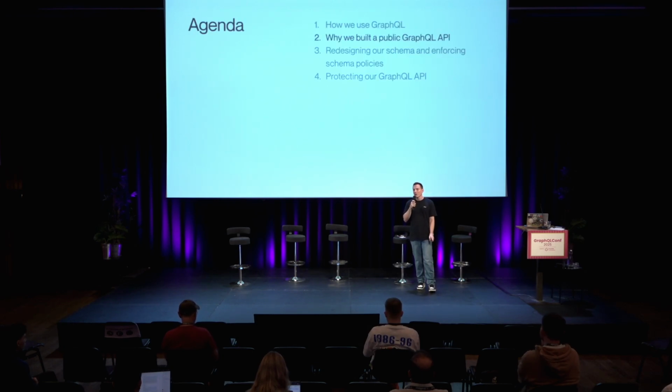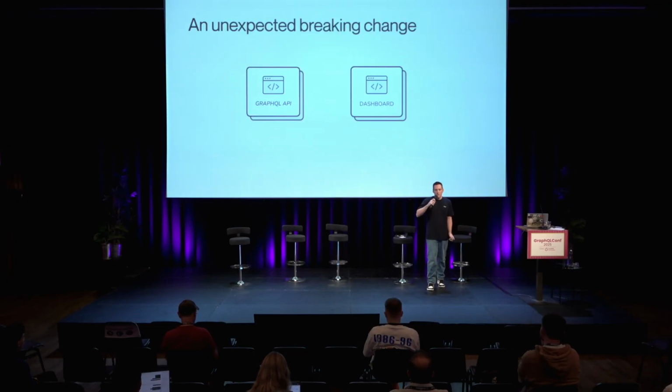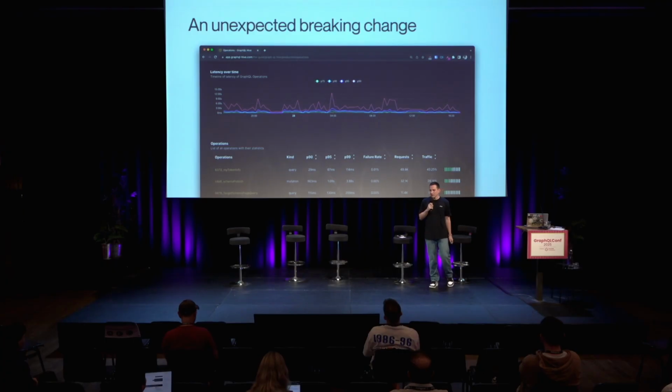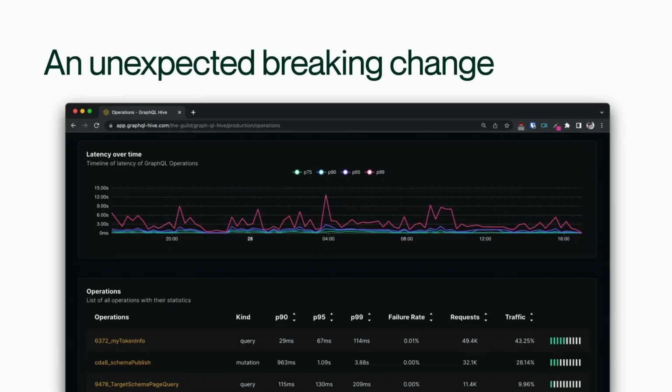Okay, so now I talked a lot about how we use GraphQL. Next, I want to talk about why we even decided that we want to have a public GraphQL API. And I want to start this part with a short story about an unexpected breaking change. So I was working on the GraphQL API and the dashboard. I was just adjusting a view that we have in our application for showing you statistics about how your GraphQL schema is being used. And I was doing some breaking changes because we're deploying the API and the dashboard together.